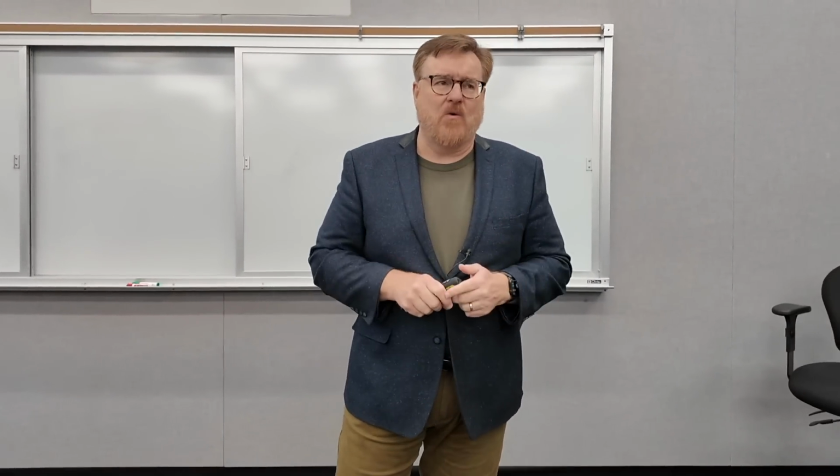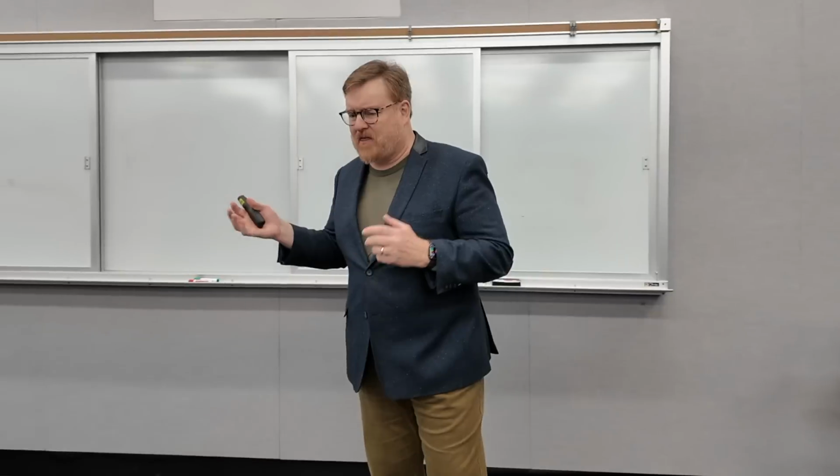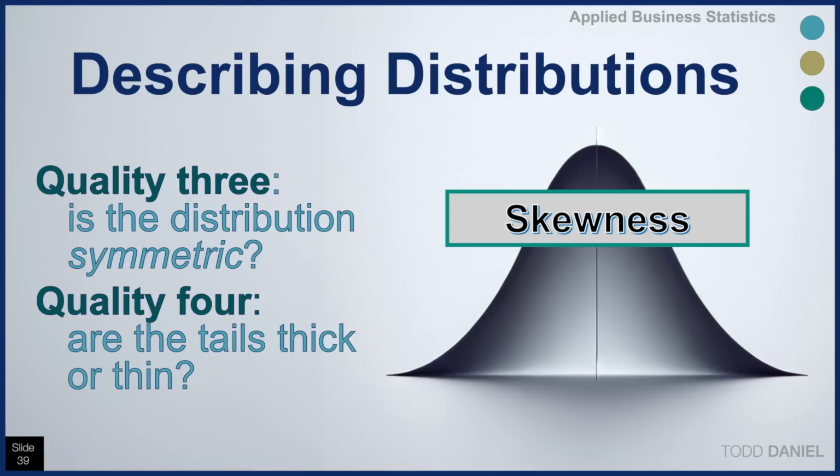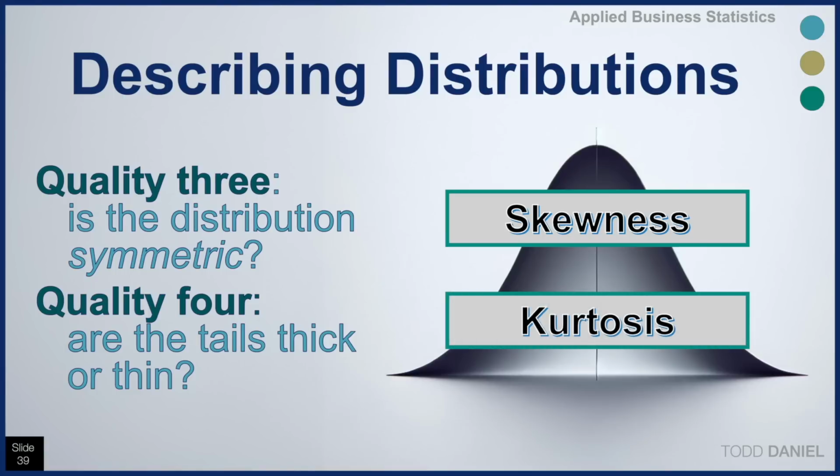The other thing that I want to know is about the tails being thick or thin. Now, this is something that is often discussed in terms of the peakedness or the flatness of the curve, but it's really not that. The kurtosis of a distribution has to do with the thickness or the thinness of the tail.